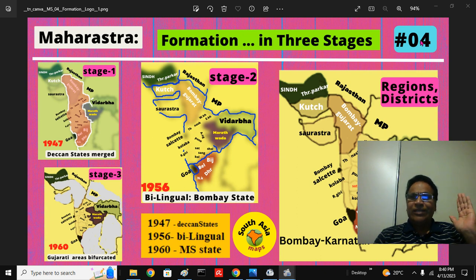We are continuing our discussion on the Maharashtra series. This is part 4. In this part 4, we will talk about the formation of the Maharashtra state.